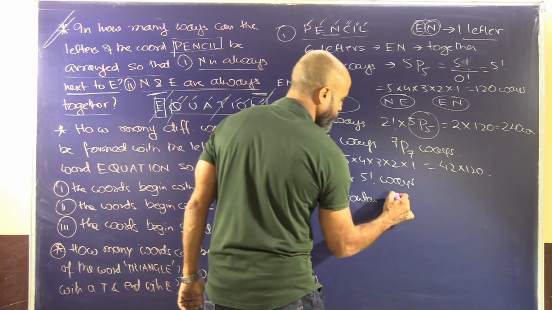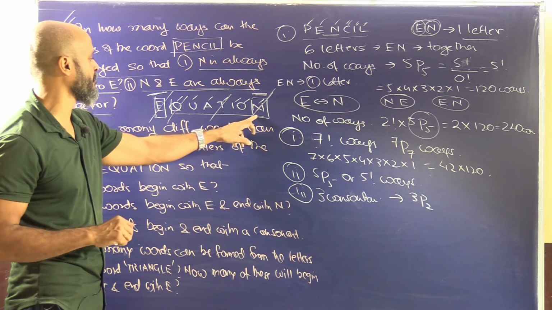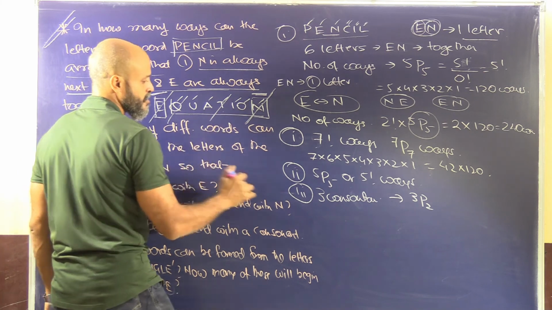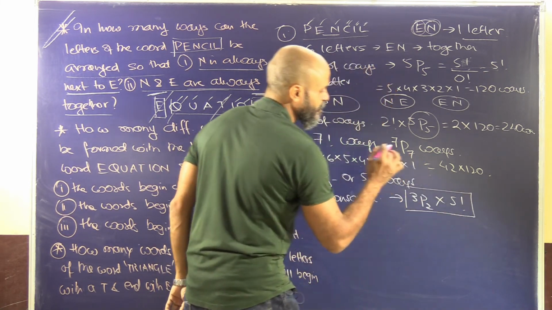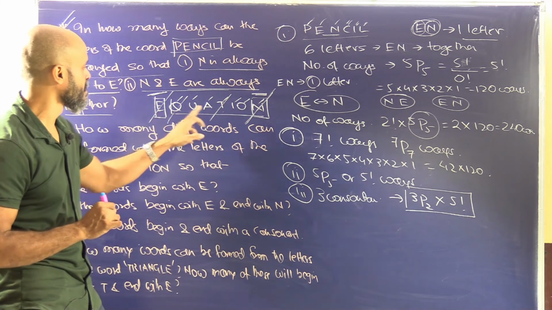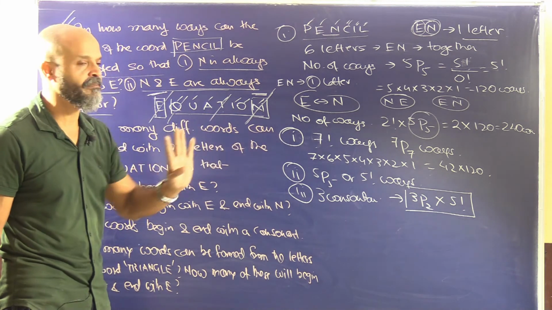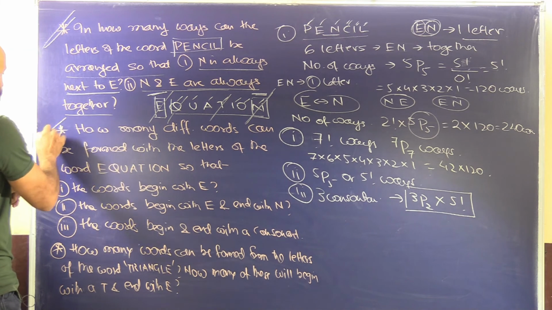So this can be done in 3P2 ways, and what will we be left with? So now we are left with the different letters 1, 2, 3, 4, 5. So this will be done in factorial 5 ways. So 3P2 into factorial 5 ways. Once we have arranged the two letters, that can be done in 3P2 ways. The remaining 5 can be arranged among themselves, which is factorial 5 ways. Okay, so this is also done.